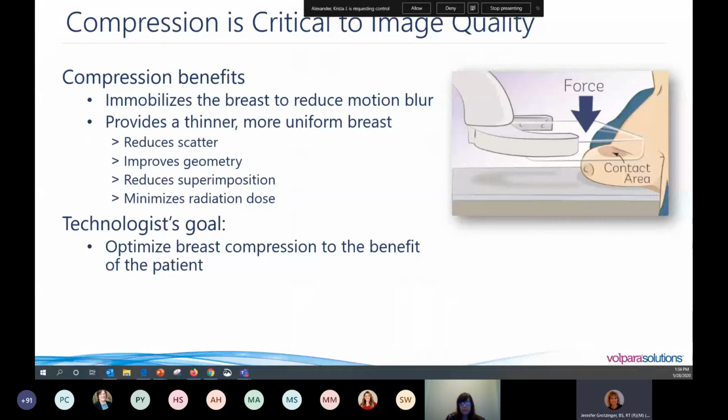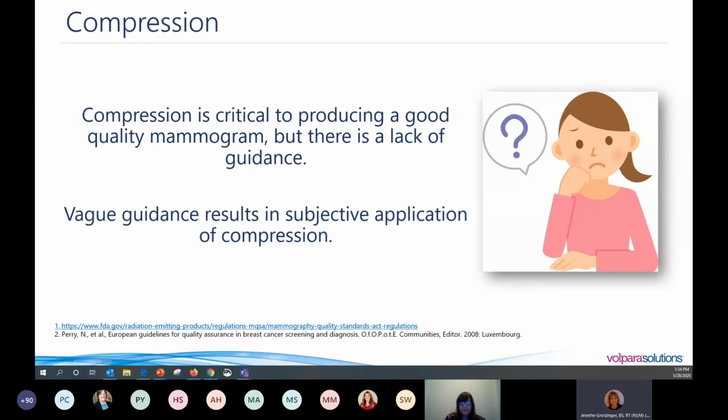To start out, compression is critical to image quality. Compression benefits are that it can immobilize the breast to reduce motion blur. It can provide a thinner, more uniform breast, which helps to reduce scatter, improve geometry, and reduce superimposition and minimize the radiation dose to your patients. The technologist's goal with compression is to optimize breast compression to the benefit of the patient.